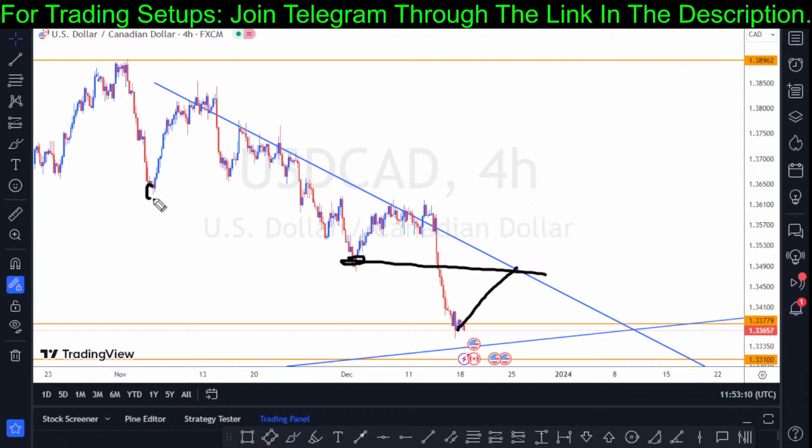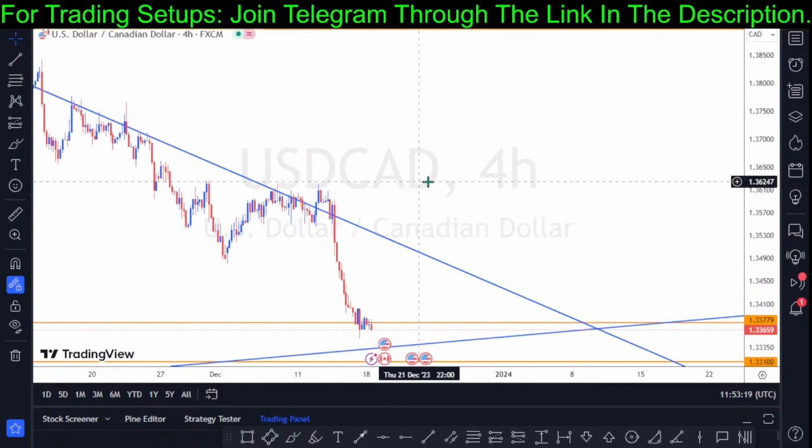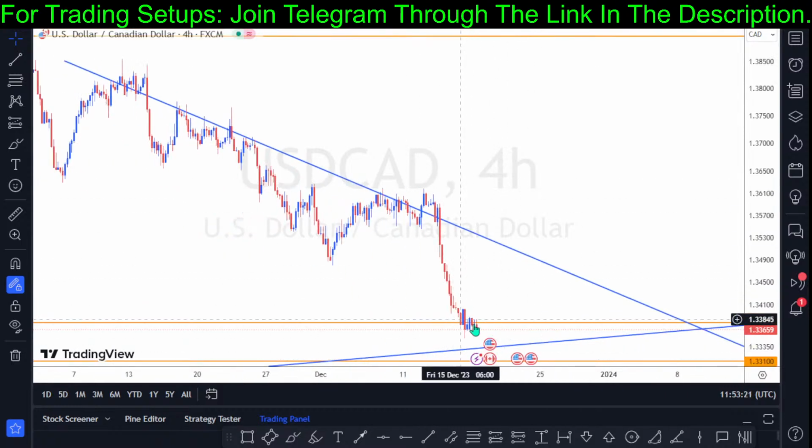Okay, just like what we had right here, a pullback. You can see that. So I'm going to be looking out for a pullback. Based on what I can see right here, let's hope price is going to find a minor rejection from the support structure right here.